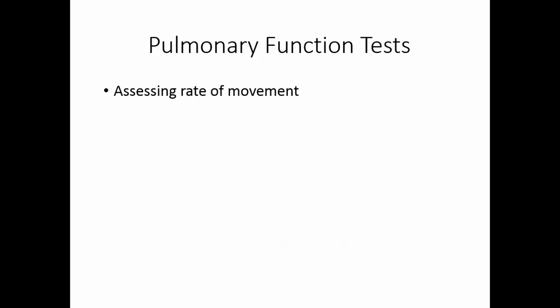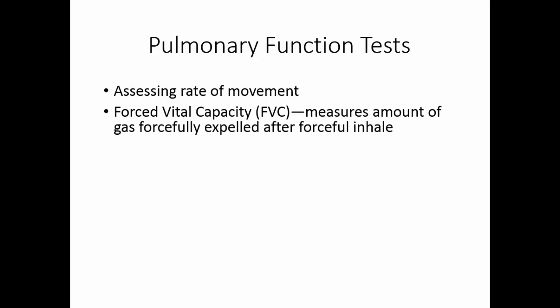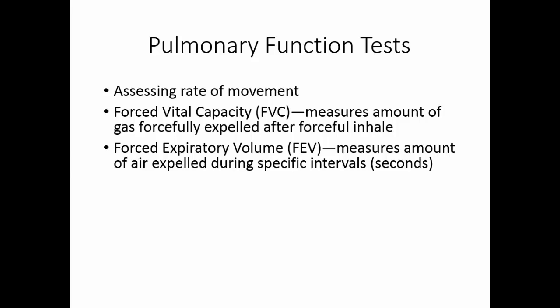Another pulmonary function test is one that assesses the rate of movement. The forced vital capacity measures the amount of gas you can forcefully expel after you've done a very forceful inhale. That is, you breathe in as much air as you can and then you blow it out as fast as you can. The forced expiratory volume is a measurement of the amount of air expelled during specific intervals, usually every second. The FEV1 is the amount you expel in the first second.